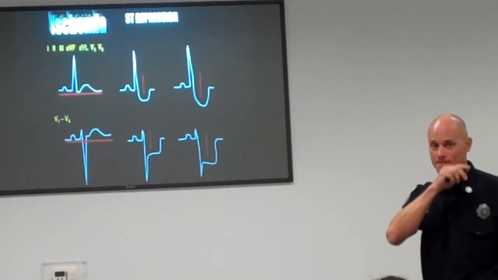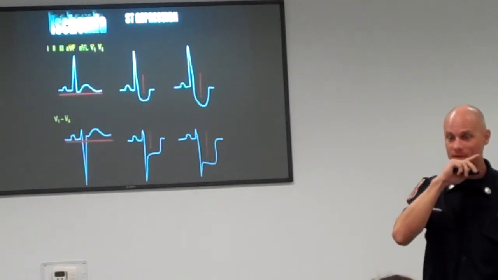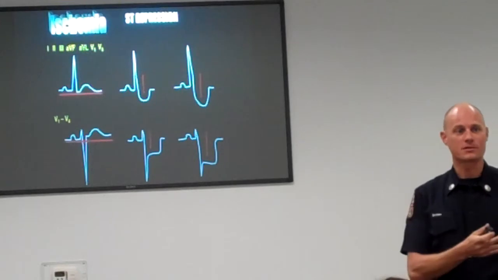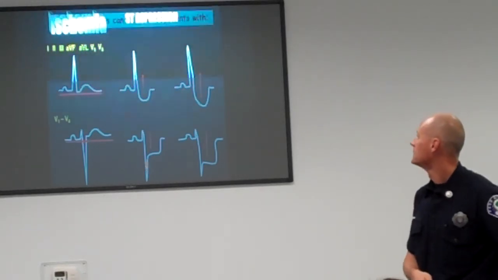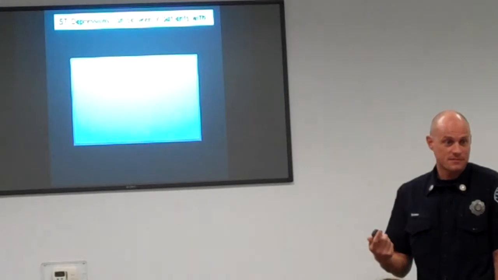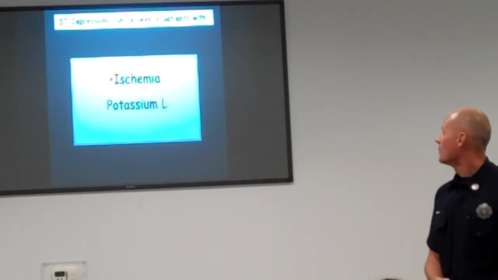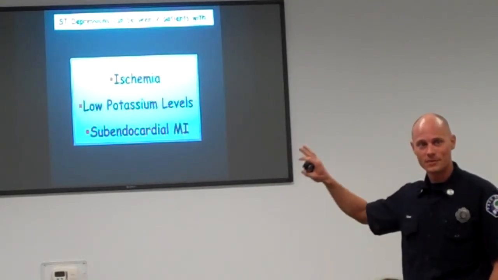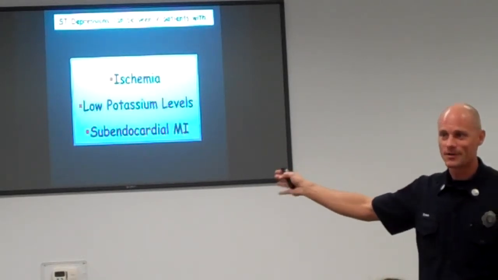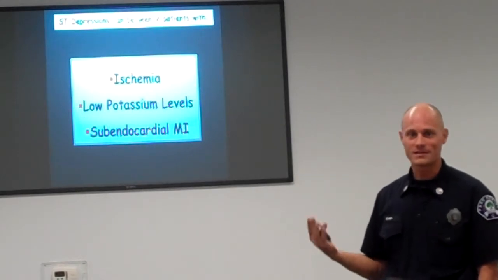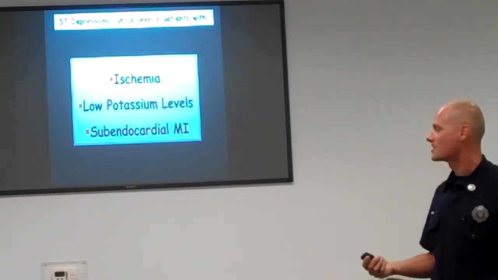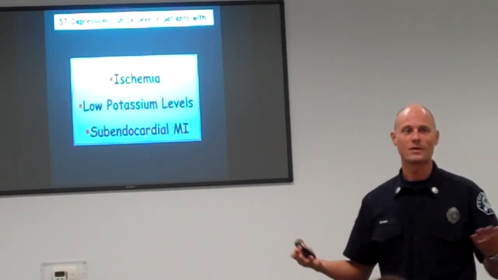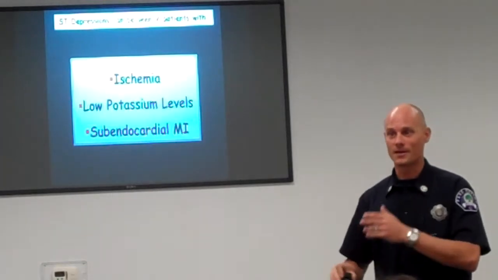What can we do about ischemia? Give oxygen, yeah. We can give nitro, anything that can open it up to get more oxygen into a specific part of the heart, right? So it is possible to fix ischemia, right? So ST depression, these are the times where we're going to see it. Can we do anything about potassium levels? Nope. In fact, we're probably not even going to know that that's the problem. And subendocardial MIs, do we even care if it's subendocardial? We don't care. That's beyond the paramedic level, okay?